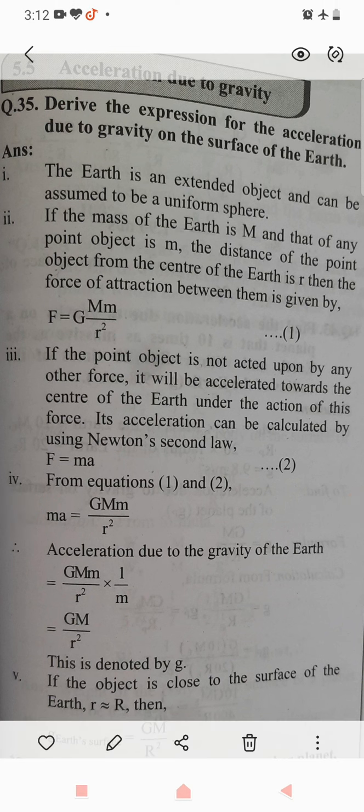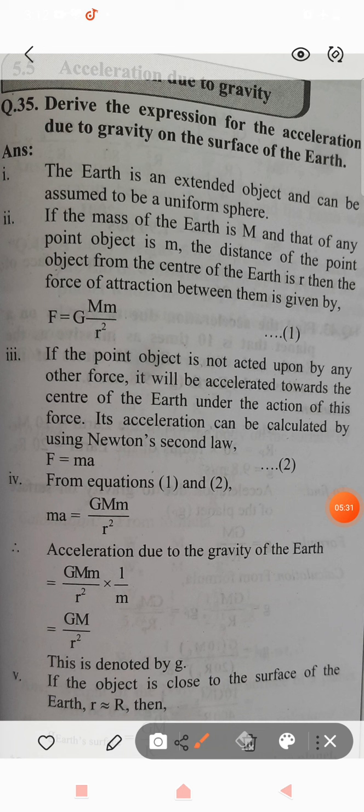Friends, in the given equation, Newton's second law will be used. So F is equal to ma. Here, force is expressed in terms of the mass and the acceleration.